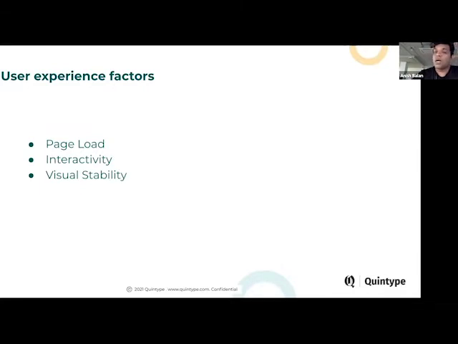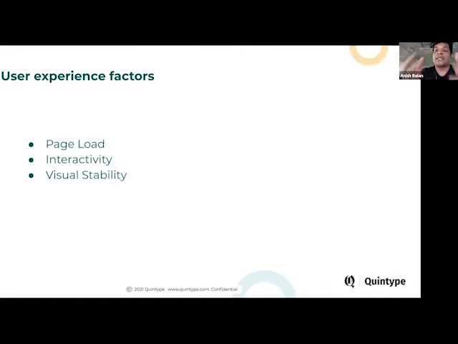One is the page load, how fast the page is loading. That means when a user types in the website name, how fast they are able to see the content. That is factor number one for any UX to happen. It's irrespective of whether it's a news website, an e-commerce website, or a normal corporate website. That's true for any of them.